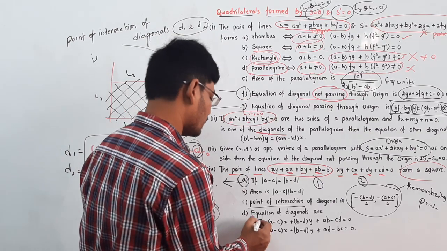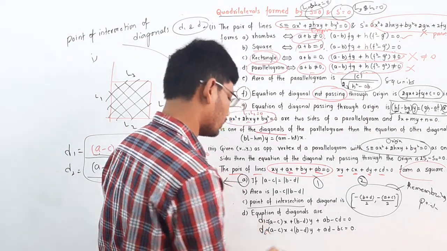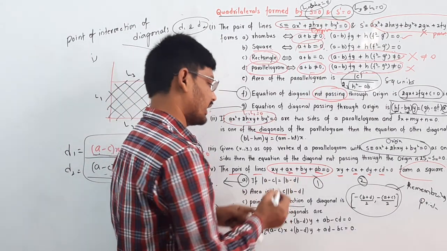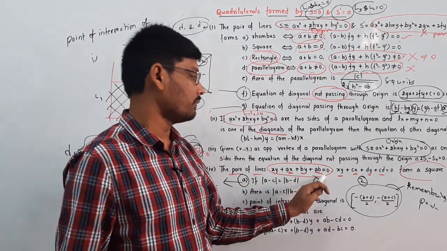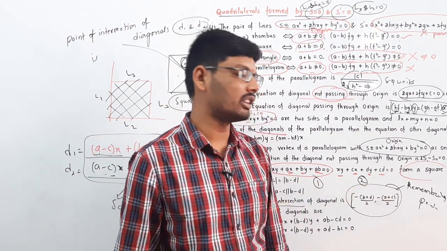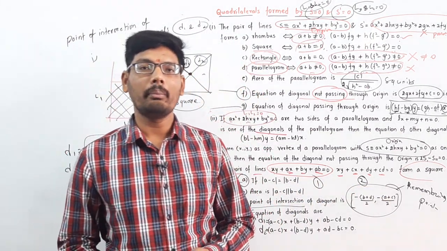This is D1 and this is D2 of a square formed by the pair of straight lines xy plus ax plus by plus ab is equal to 0 and xy plus cx plus dy plus cd is equal to 0. This is all about the pair of straight lines here.